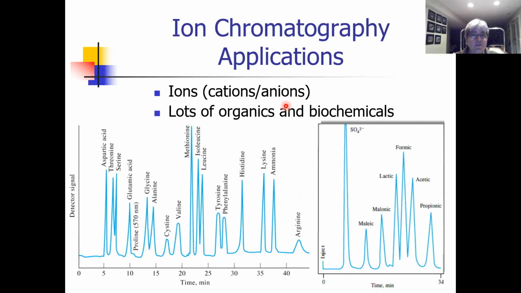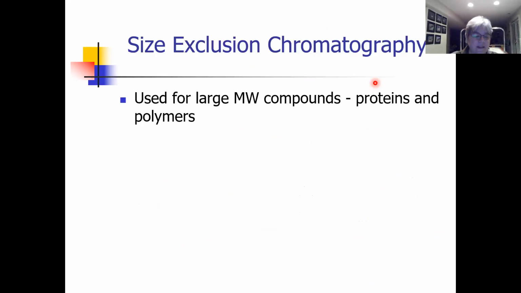It's also useful to separate a lot of different organic and biochemicals. For example, amino acids are charged, so they can be separated. A lot of organic acids, which are seen here, can be separated as well. Okay, so that's ion chromatography.